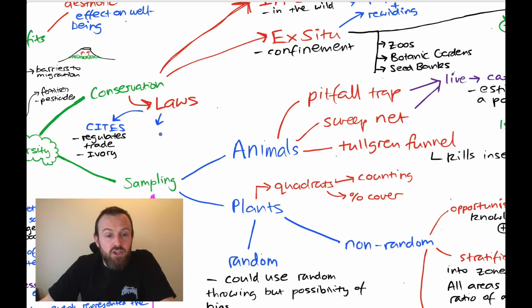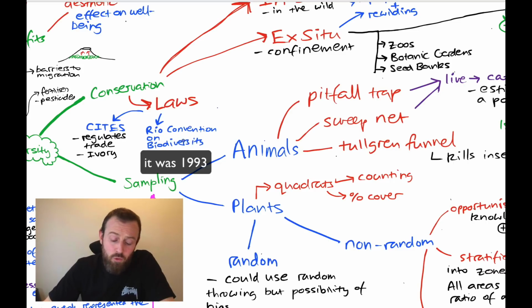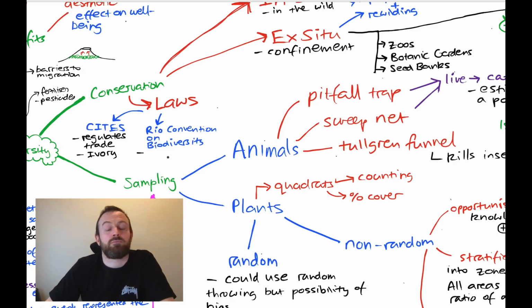There's the Rio Convention on Biodiversity. And this, I think, was a big biodiversity conference. I forget the exact year, but it was in the 90s, like 1994 or something. And basically all the governments got together and were like, biodiversity is a big deal and we should try to protect it. So it's more of an agreement, an international agreement between governments saying, we will try to do better.